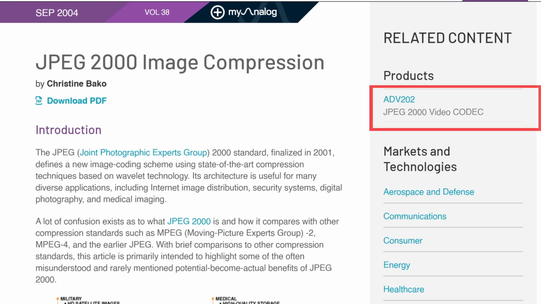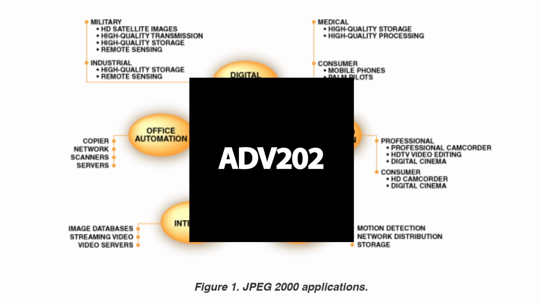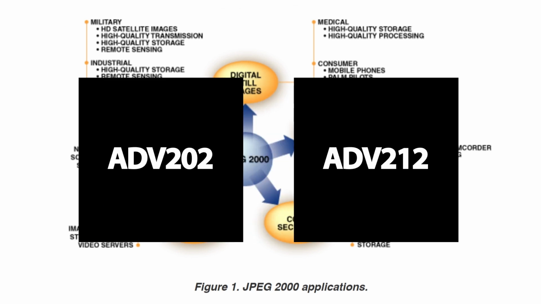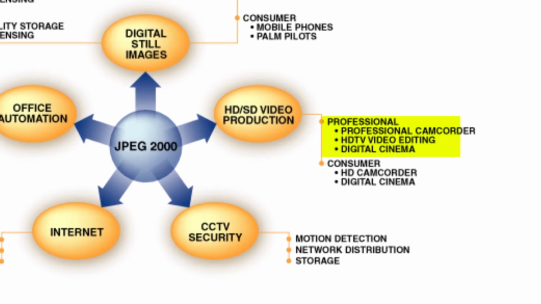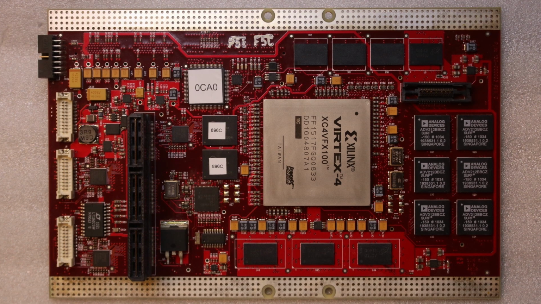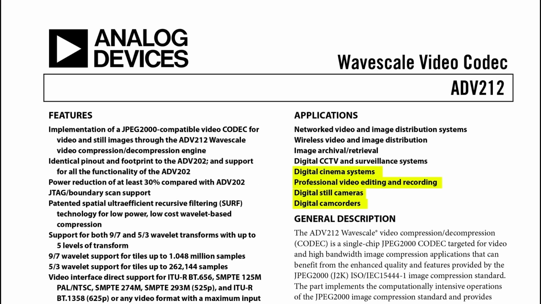After JPEG finalized the JPEG 2000 standard back in year 2001 with a heavy contribution of Analog Devices, Analog released a new set of JPEG 2000 compliant ICs such as ADV202 and ADV212, which were designed for professional production applications such as professional camcorders, HDTV video editing, and most important of all, digital cinema. Why do we care? Because on the Red One's motherboard there are 6 ADV212 chips. ADV212 datasheet tells us that it's made for high bandwidth image compression applications such as digital cinema systems.